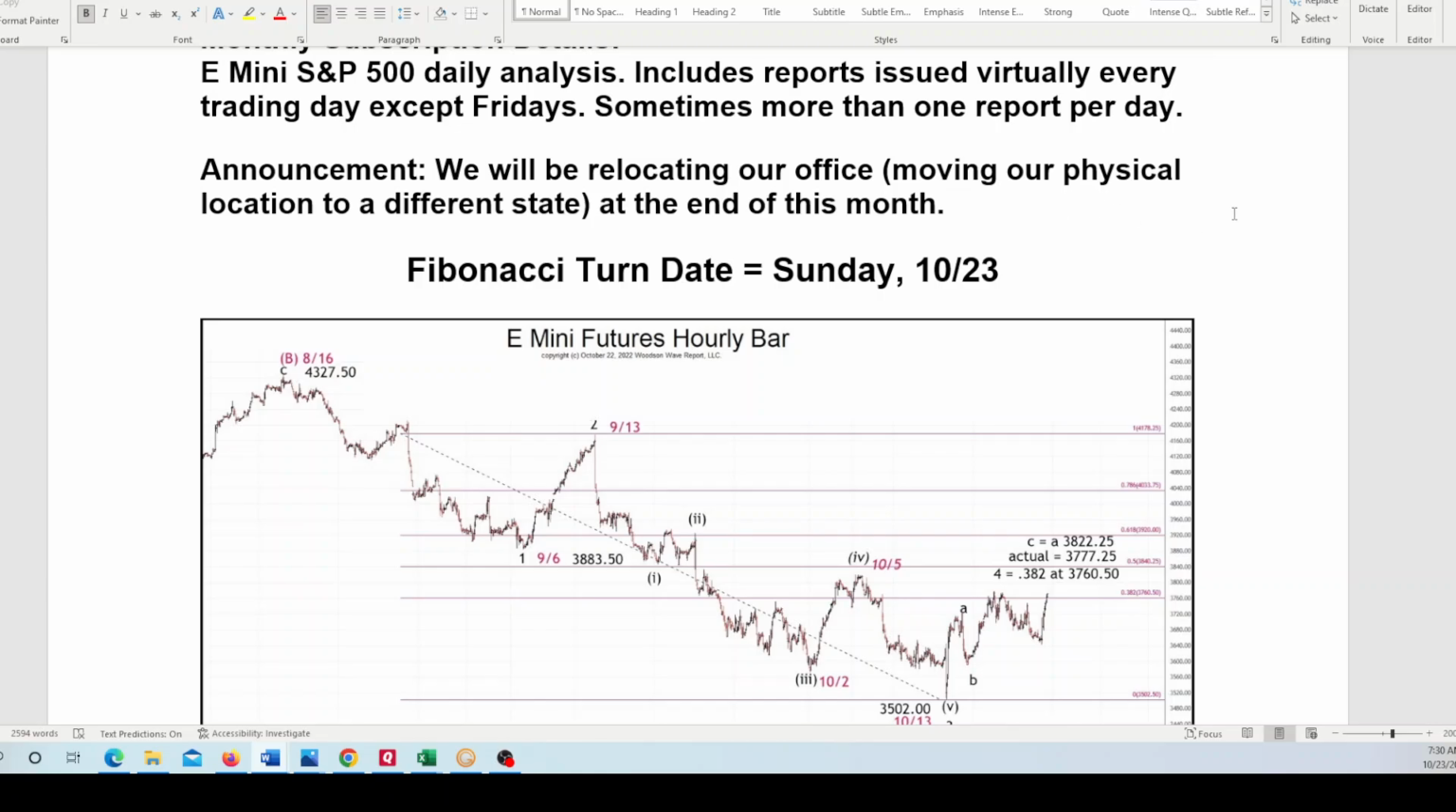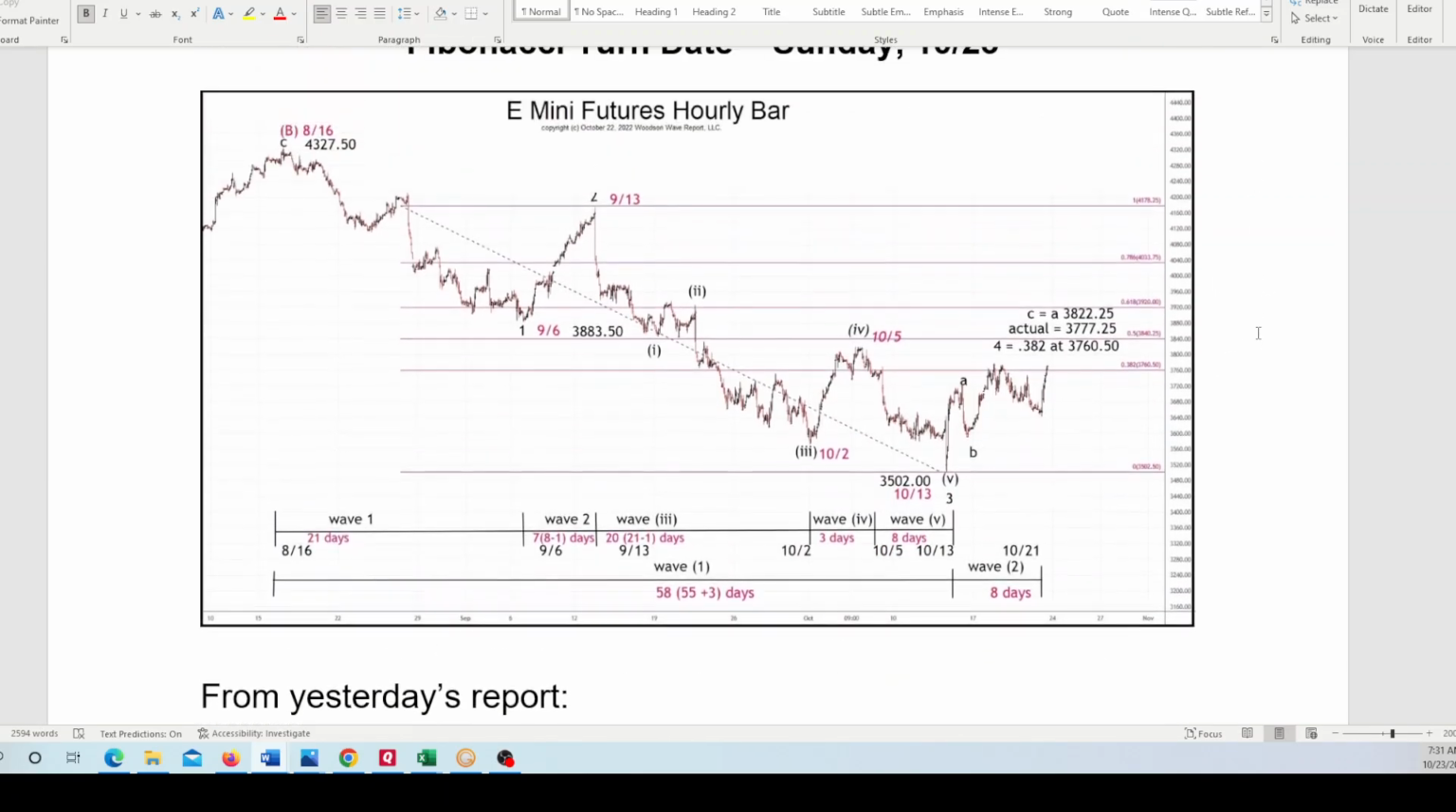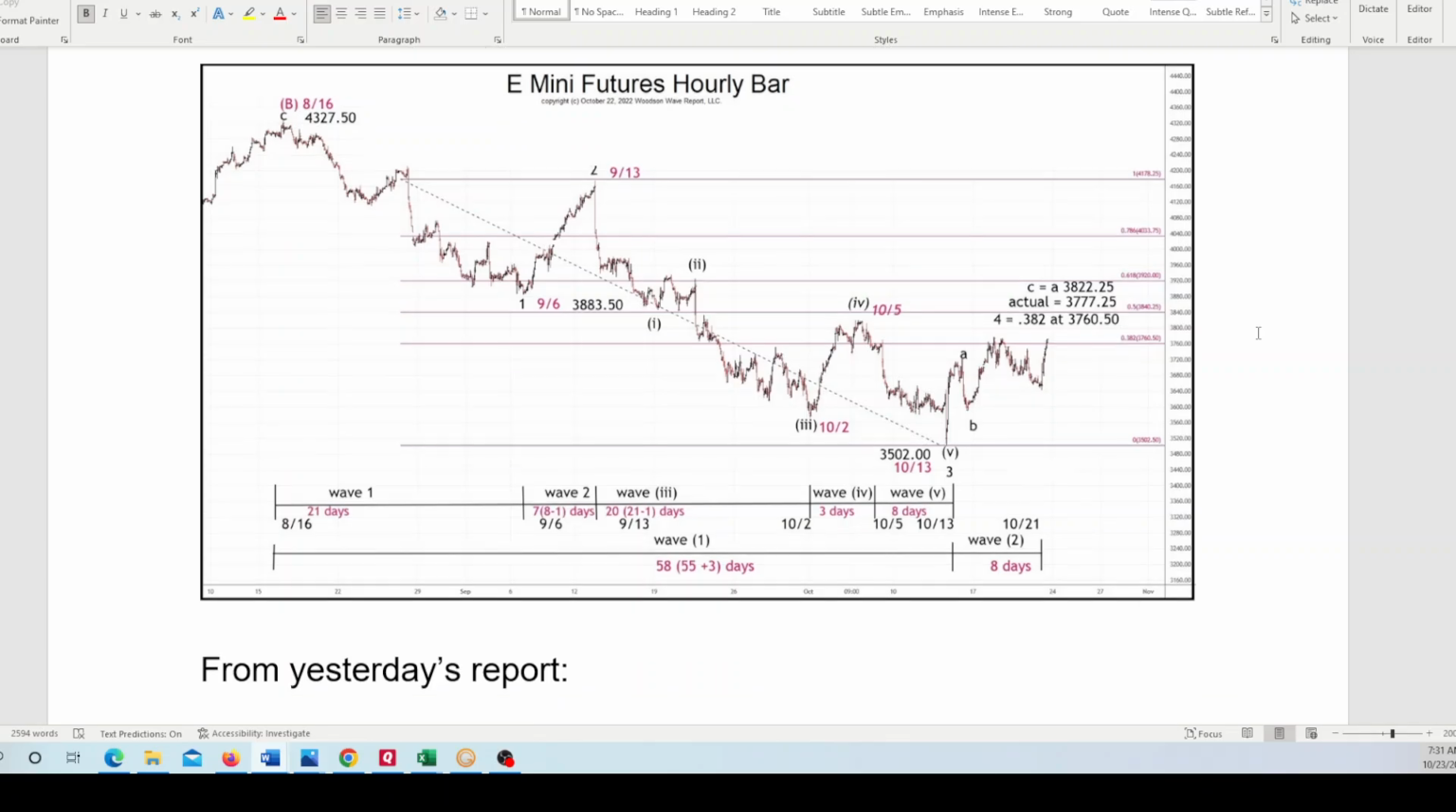The actual date is not set yet, but the Fibonacci turn date is today. Okay, and there's that information that I just showed you guys right there. So we'll see if it hits or not. Again, in the order of importance or preference, we always have wave pattern is number 1, wave price is number 2, and wave time is number 3. And as I always say, when they all marry, it's a beautiful thing.